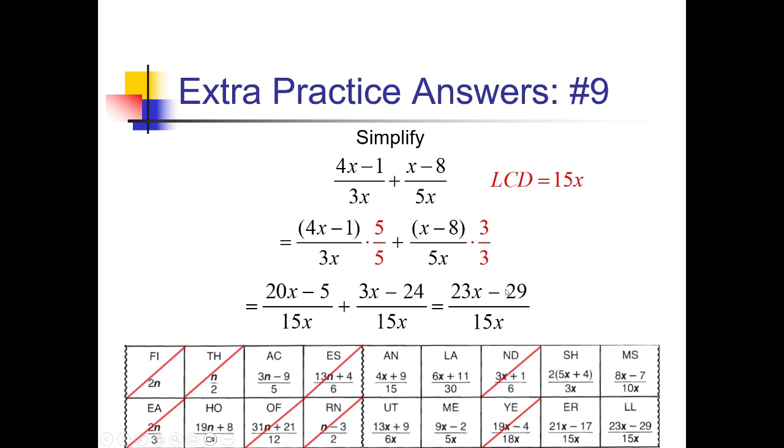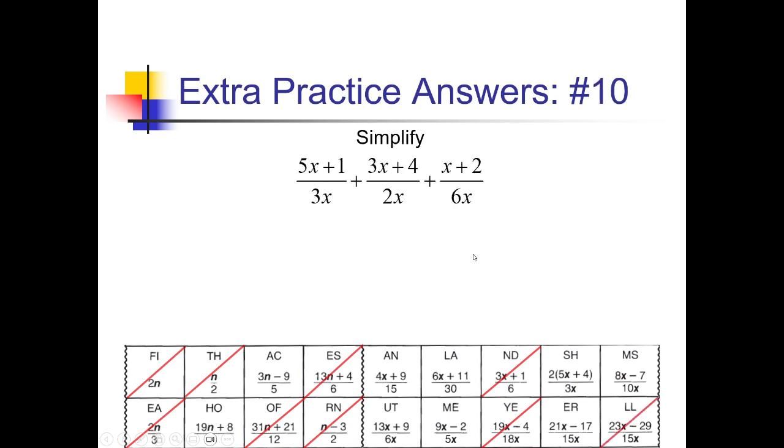There are no common factors for 23x and 29, so I can't factor or reduce this at all. So this is just going to be my answer, which I see down here in the lower right, so cross off those double L's. For number 10, we're back to a problem with 3 fractions to add together.